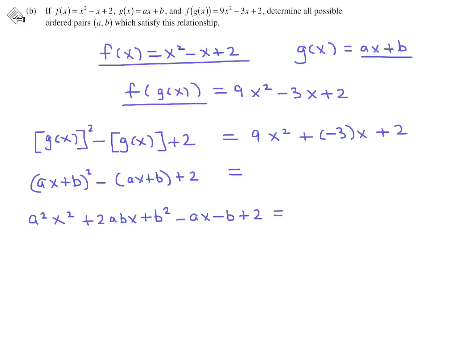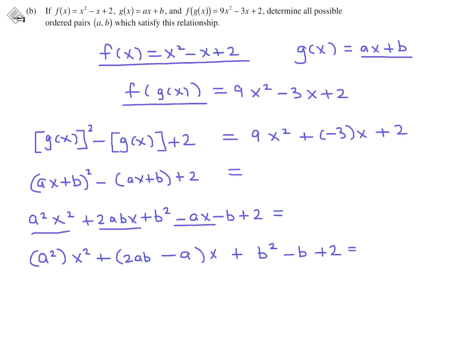Okay, now let's see any like terms I can group here. A squared is my coefficient in front of x squared. And for x, what's my coefficient? If I add like terms, I'm going to have a 2ab, and I'm going to have a minus a. And then everything else is my last number there. Okay, at this point I'll put that in there: 9x squared minus 3x plus 2.